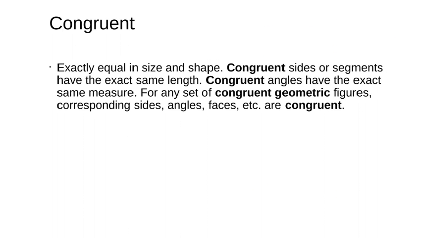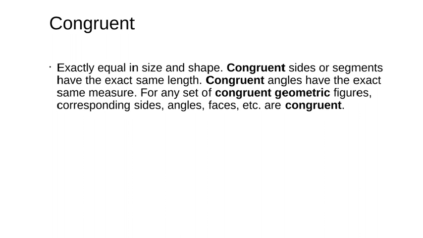Congruent is a vocab term, exactly equal in size and shape. Congruent sides or segments have the exact same length. Congruent angles have the exact same measure. For any set of congruent geometric figures, corresponding sides, angles, faces, etc. are congruent. Congruent means it's equal, same size, same shape.